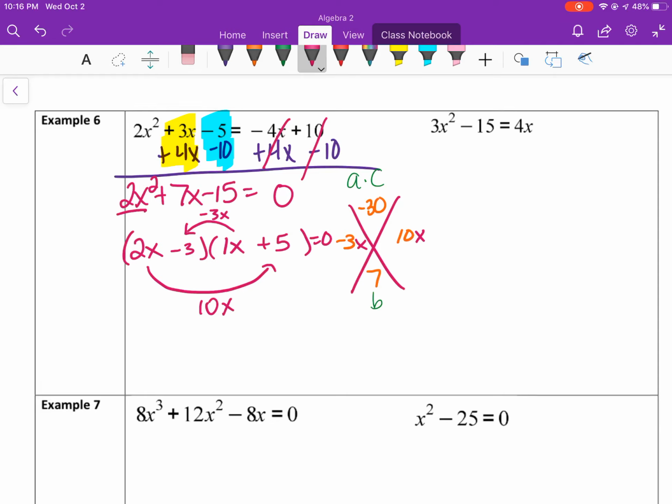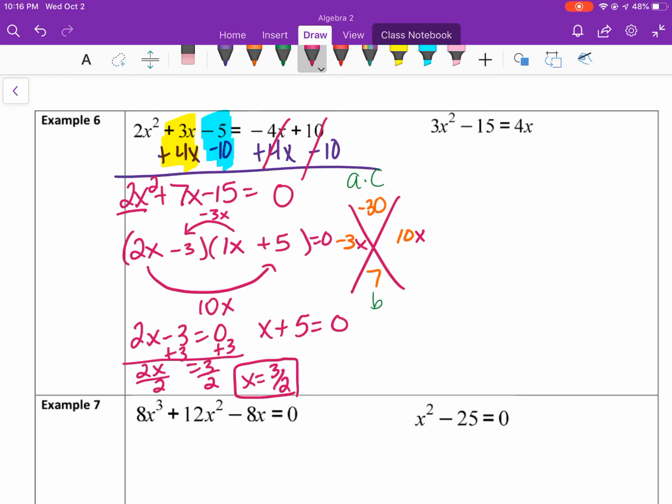Now if I want to solve, then I set each of those factors equal to 0 and solve for x. So this one is a two-step equation. So first you have to add 3 and then you'll have to divide by 2. So this one I get 3/2 or 1.5. And then the second equation I have to subtract 5 from both sides and I'd get x equals negative 5. So two answers there.